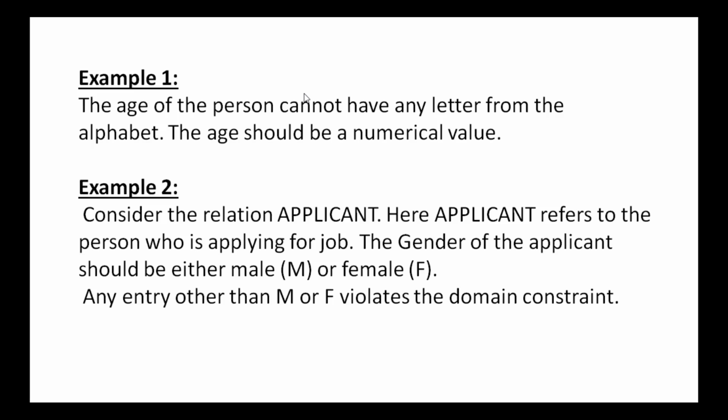For example, the age of a person cannot have any letter from the alphabet. So in the age column, you should enter numbers. Example 2: consider the relation applicant. Applicant refers to the person who is applying for a job. There is a gender column, and in that gender column you should enter only 2 letters, either M or F. So the domain of the gender is M and F. Only 2 possible values are accepted in the gender column. Otherwise, it violates the domain constraint.